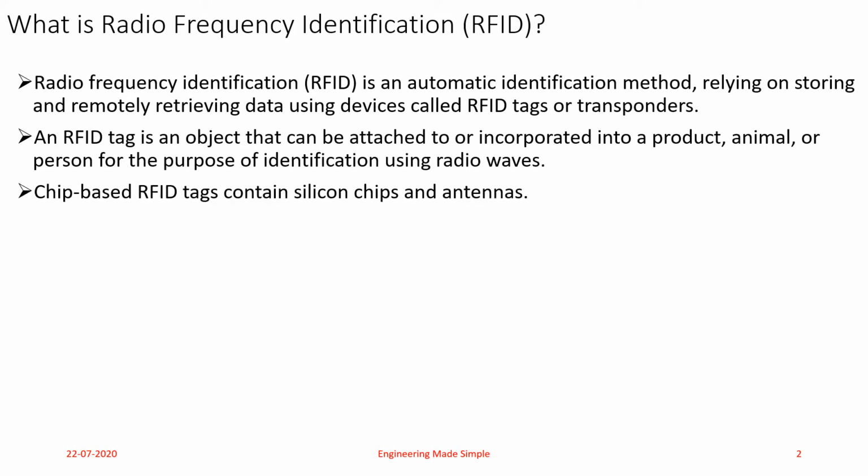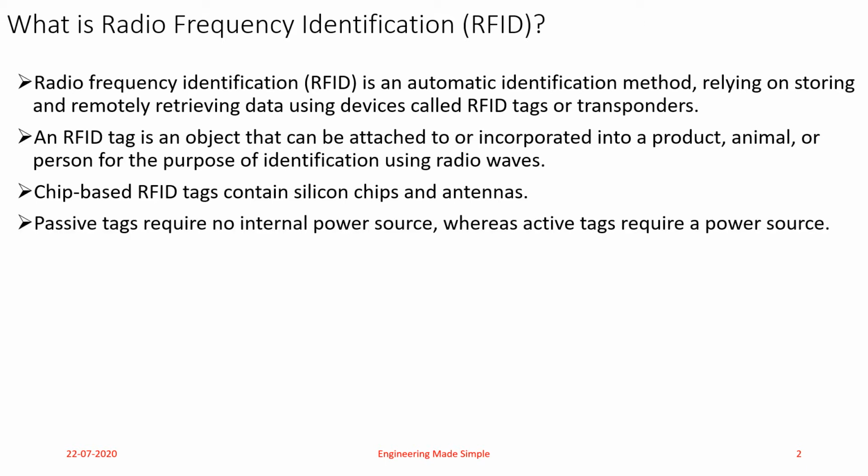Next, there are different types of RFID tags. Chip based RFID tags contain silicon chips and antennas. Now, there are two types of RFID tags. Passive tags are the ones which require no internal power source, whereas active tags are the ones which require an internal power source.